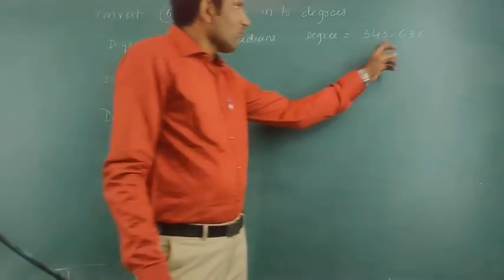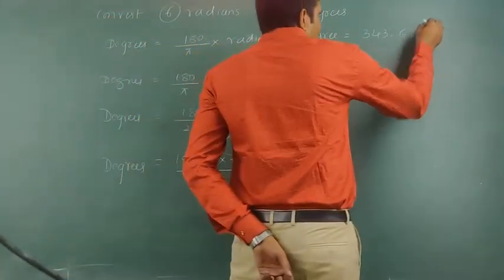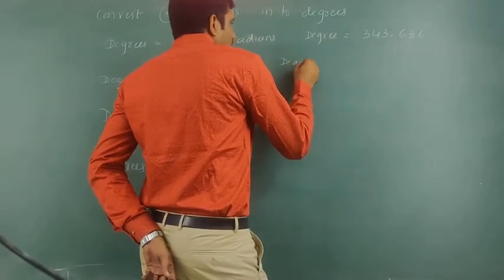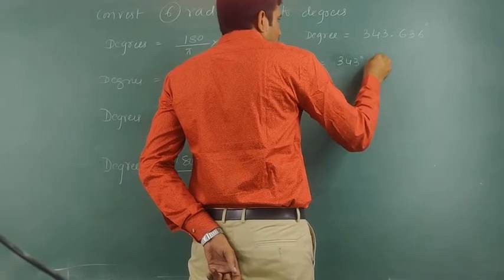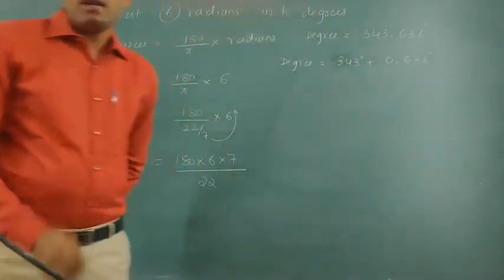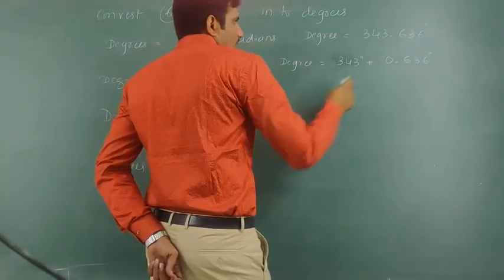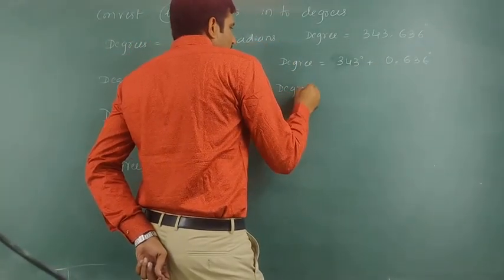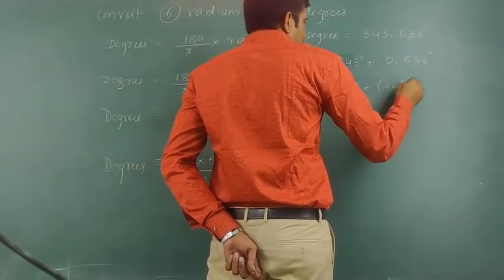So then we have to convert this fractional part into minutes and seconds. See here, this is degrees. So now how can we write it? Degree is equal to 343 degrees plus 0.636 degrees. I will separate the whole part and the fractional part.